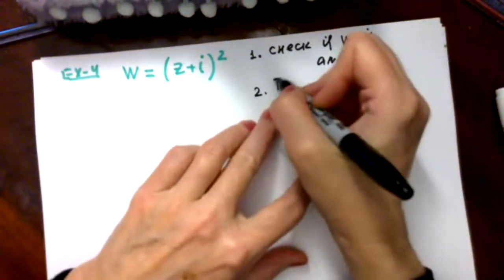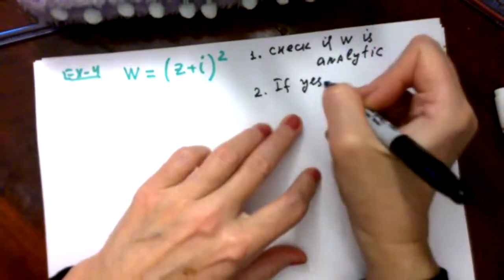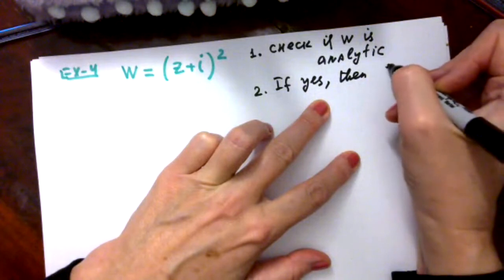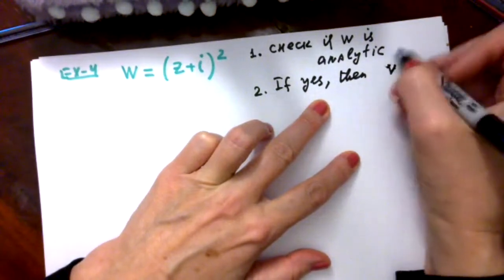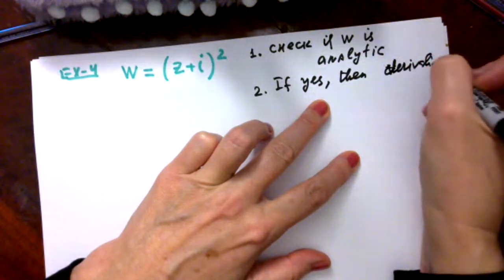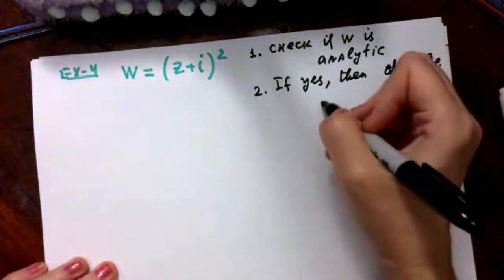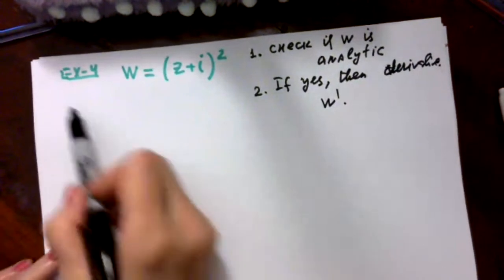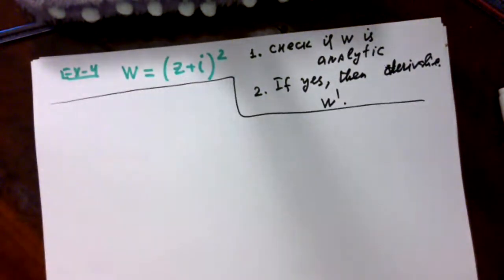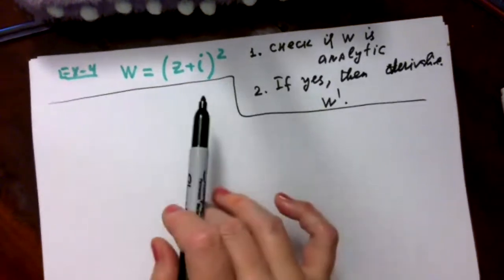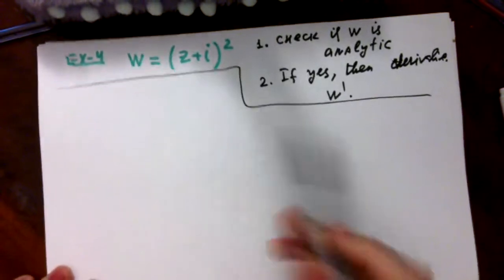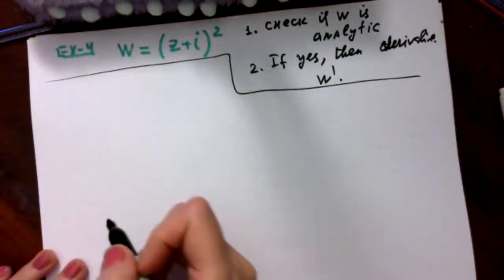And the second assignment is, if it is analytic, then find its derivative. Just find the derivative. Let's write it in a word. Very good handwriting. Let's find the derivative. So let's do this example. It's exactly like question six in your tutorial sheet. So it's just one example.